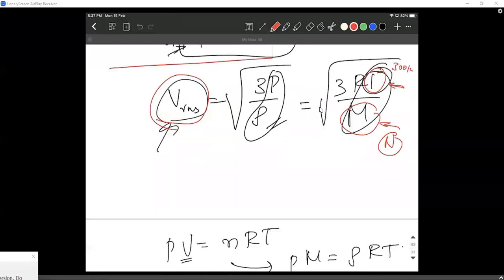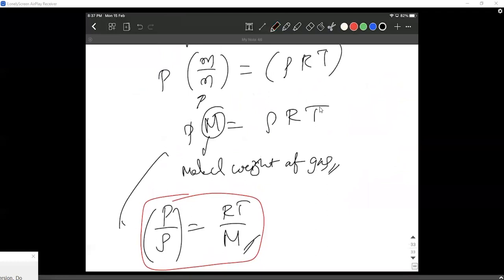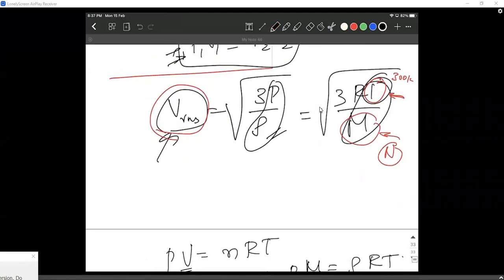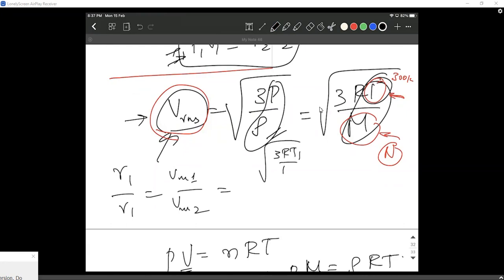And if they ask something like the rate of diffusion, we already have the rate of diffusion ratio. Rate of diffusion R1 by R2 is VRMS1 by VRMS2. From that, you can find root over 3RT by M1 for the first gas, and root over 3RT by M2 for the second gas, since they want us to compare two different gases. This is how you do it.